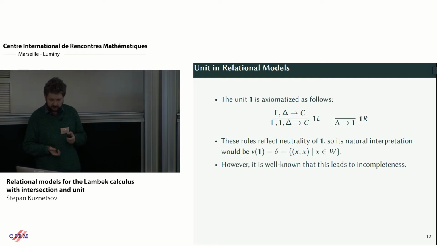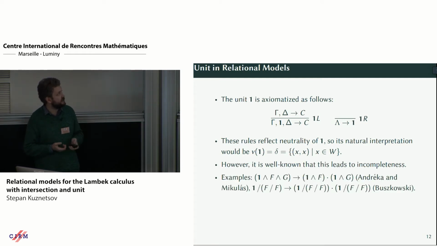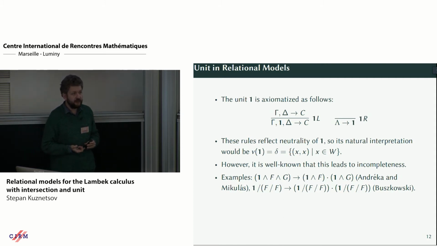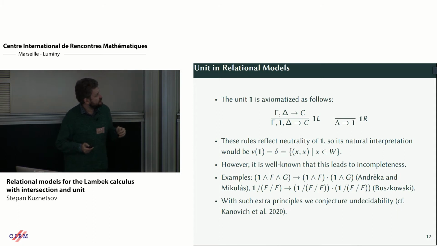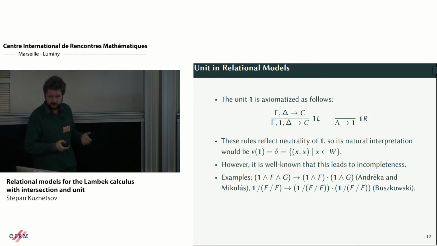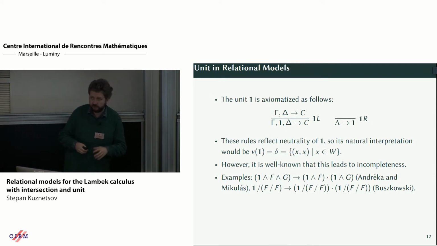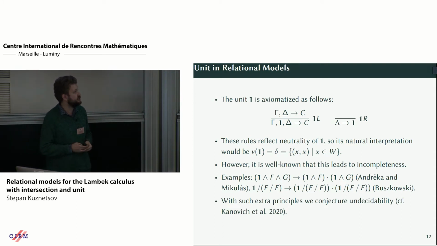But if you do this interpretation, this leads to incompleteness, and these are examples by Andréka and Mikulás, by Buszkowski, and also others. Here you see that these are generally true if you interpret the unit as the diagonal, but they're not derivable in the Lambek calculus. We could possibly add such extra principles as new axioms, but there's still no clue for completeness because there are many principles and they look different. One of these uses conjunction, the other uses just divisions. We don't know how to make the system complete, and we also conjecture that it's undecidable.